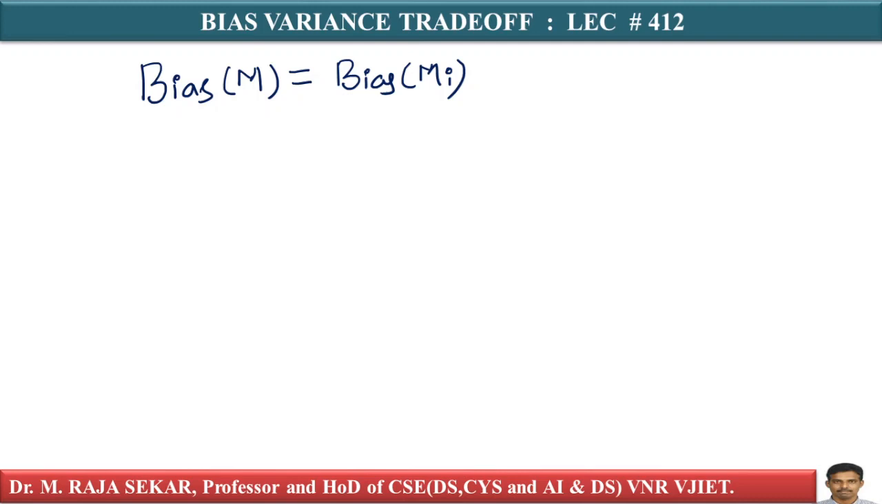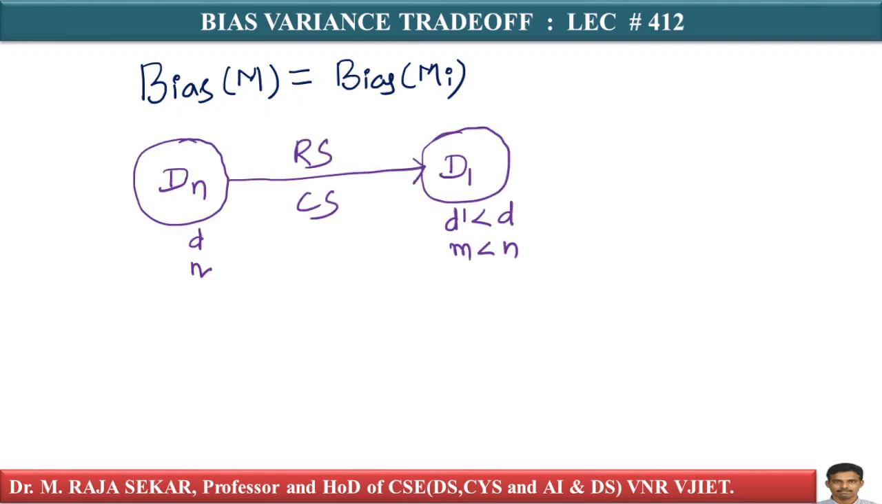If my data set is Dn, I am saying I will do row sampling and column sampling to create a data set D1, such that you have D dash here. What is D? D is the number of features in my original data set, isn't it? N is the number of rows, the number of points. So here you have D columns, and here you have D dash columns; here you have N points, and here you have M points. Your D dash must be less than D and your M must be less than N.